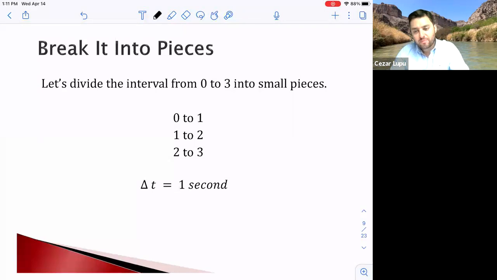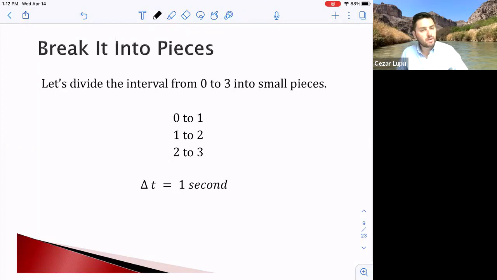So, just like I said, we divide this from 0 to 1, then from 1 to 2, and then from 2 to 3. You see delta t, so the difference will stay the same, and that will be great. So you see delta t, it's 1 second, right? The difference of 1 minus 0 is 1, 2 minus 1 is 1, 3 minus 2 is 1. So delta t is 1 second.